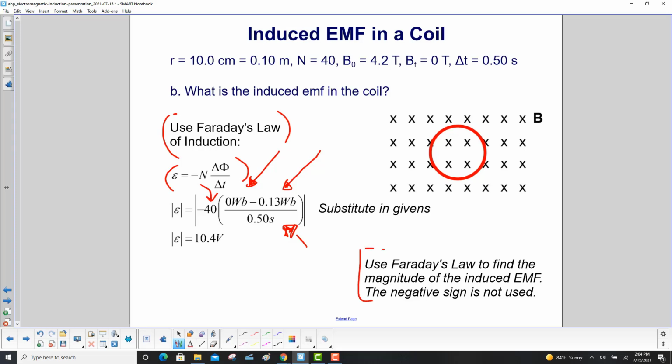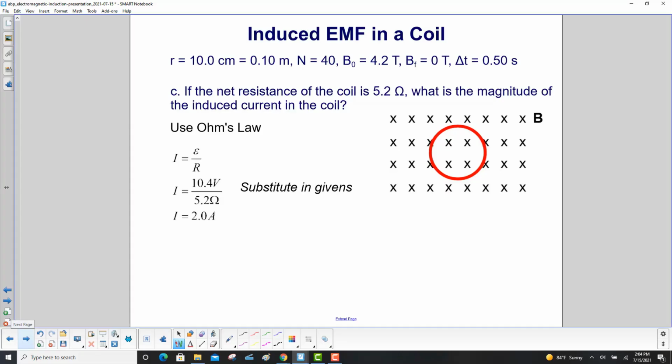And notice, we just use Faraday's law to find the magnitude of the induced EMF. We don't use the negative sign then. Now we need to find the magnitude of the induced current, where we're given the resistance of our wire. And we get to use Ohm's law. Voltage over resistance, or EMF over resistance. Remember, EMF acts just like voltage here. We substitute in our givens and our found, and we find we have a current of 2 amps.